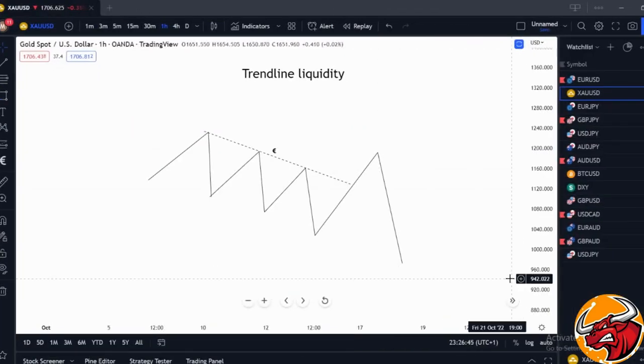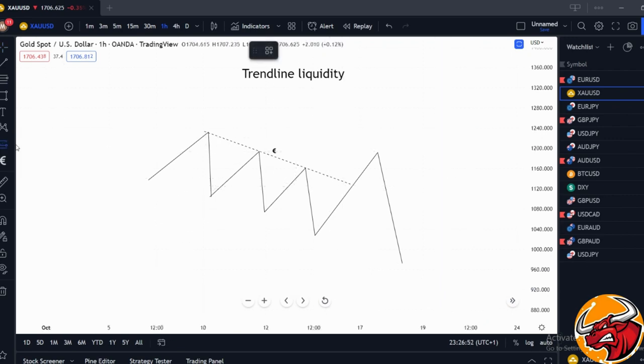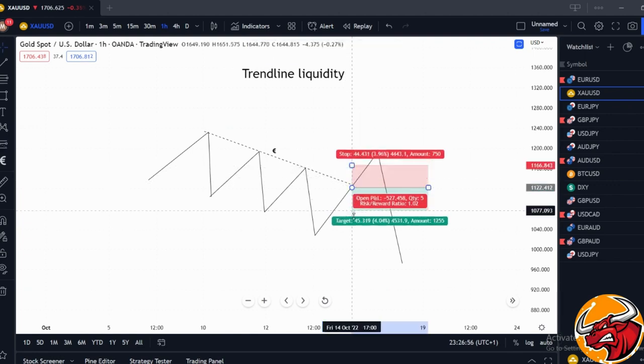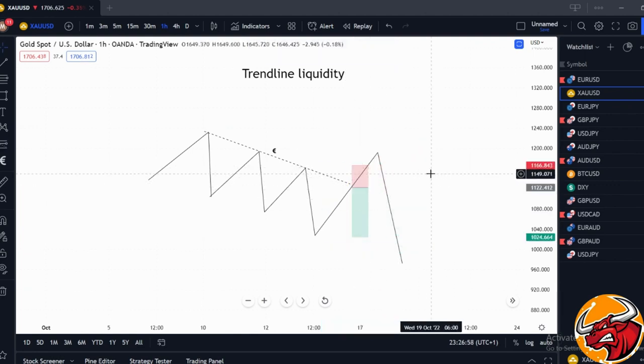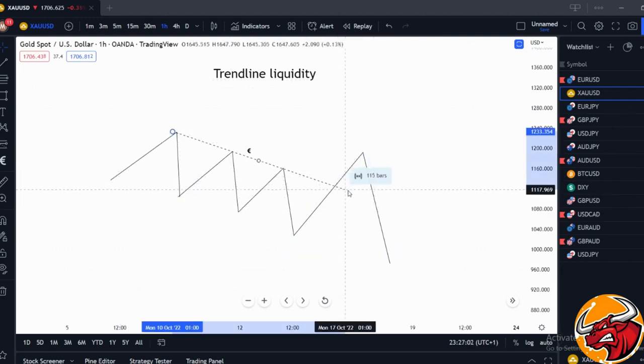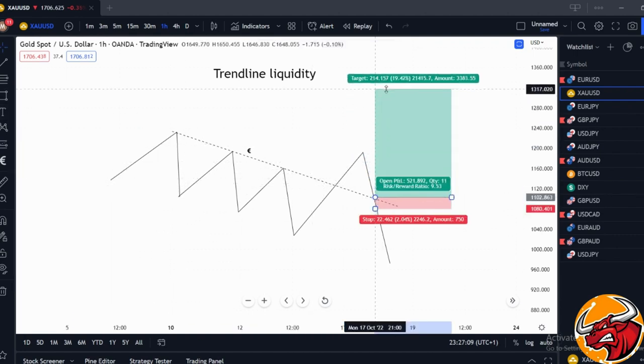Next type of liquidity is trend line liquidity. If you have traded before, I'm sure you saw this at least one time. Traders expect that price will bounce from the trend line and they are going to be stopped out. Also, many traders wait for a retest on the trend line and they would also be stopped out, because they don't know that the trend line is just liquidity.